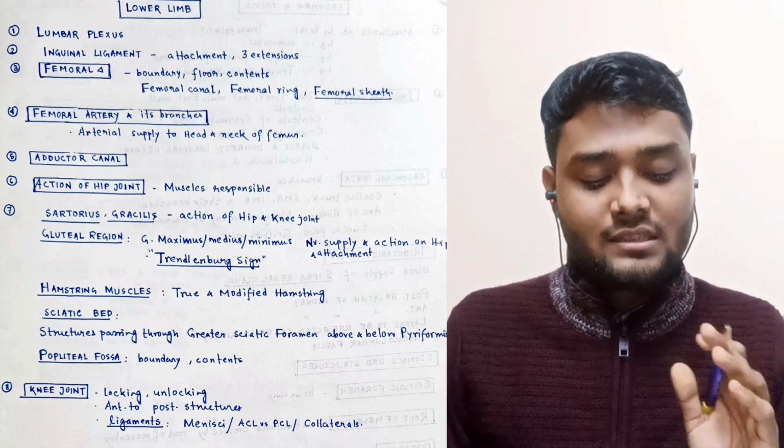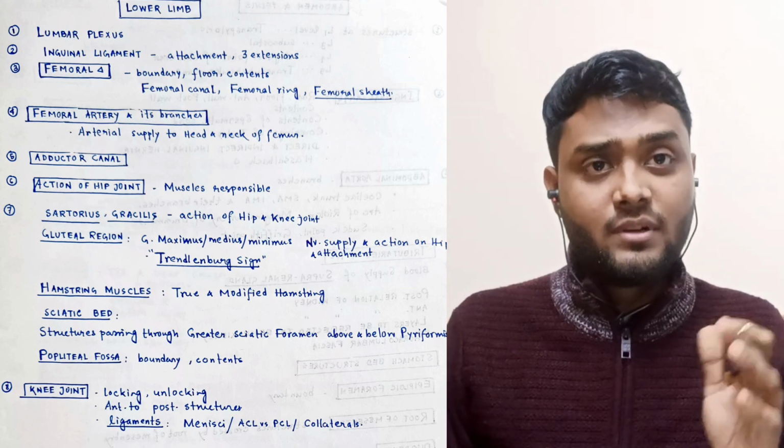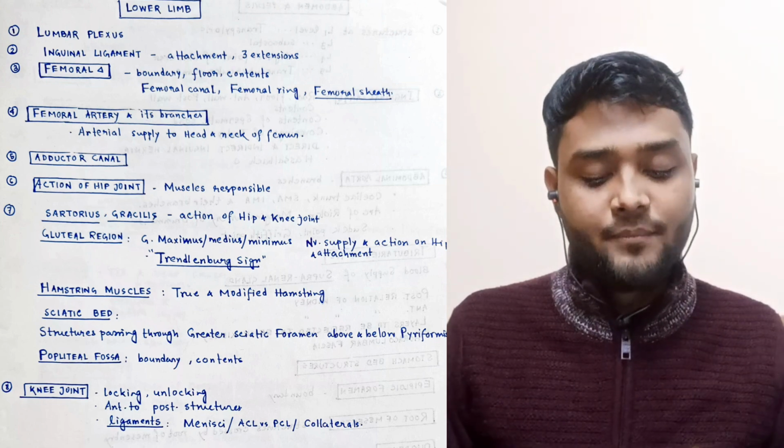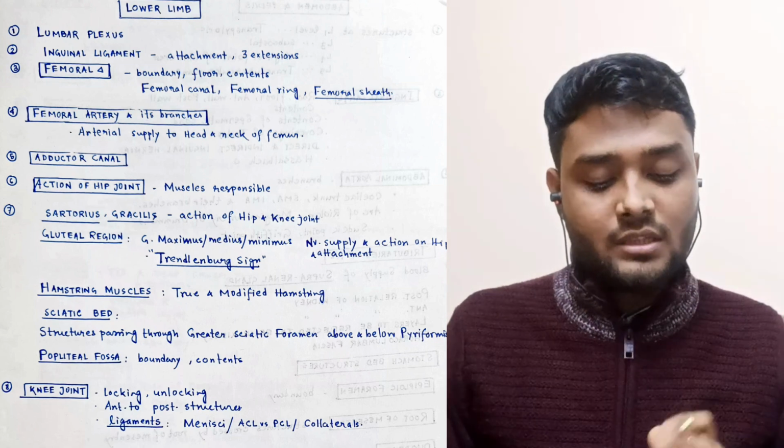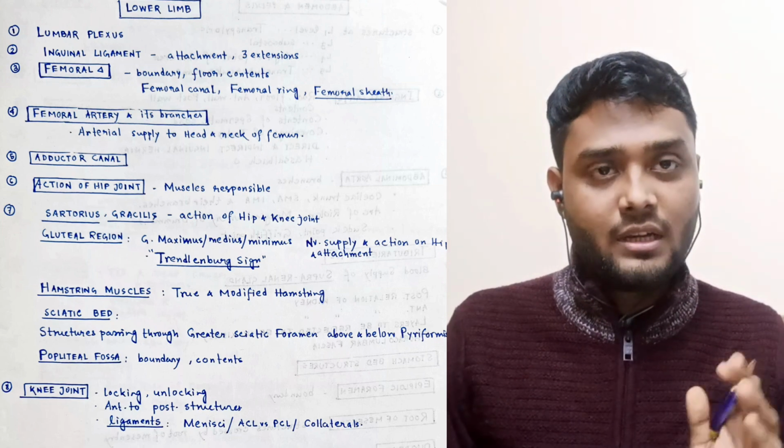Adductor canal, action of the hip joint and muscles responsible for different actions or movements of the hip joint: flexion, extension, adduction, medial rotation, abduction. Okay, sartorius, gracilis, their action on the hip joint and knee joint.